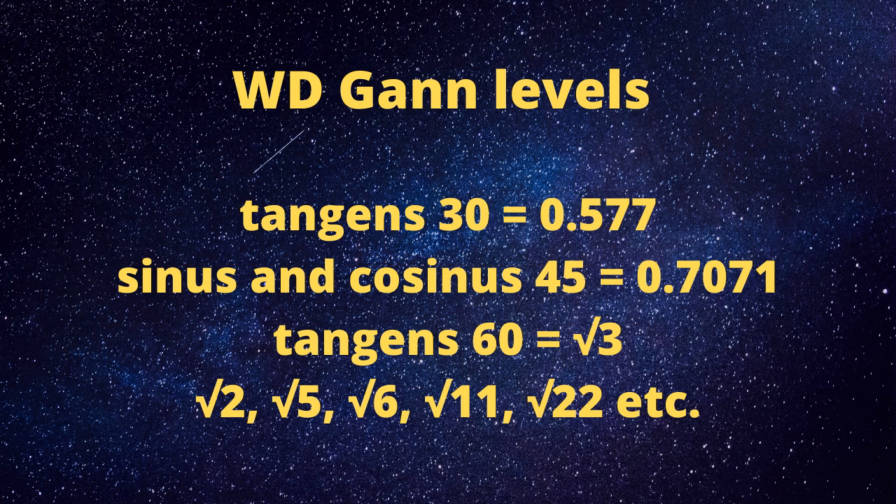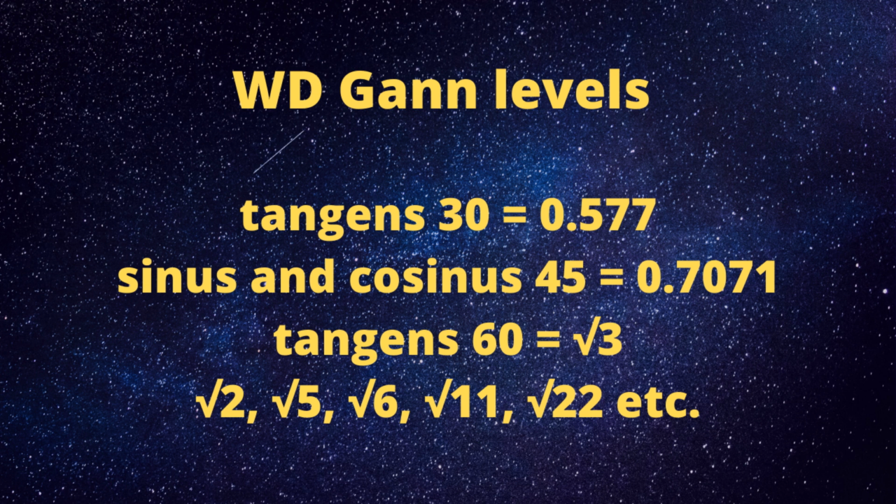So, WD Gann considered quite a few important numbers to be taken into account. The numbers are like 0.577, for example, which is the tangent of 30, or 0.7071, which is the sine and cosine of 45 degrees. You remember Gann's angles, the indicator you can find just over here. You got Gann line, Gann fan, Gann grid. Gann fan is just the Gann angles.